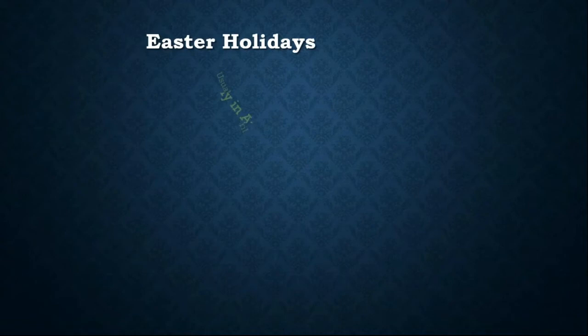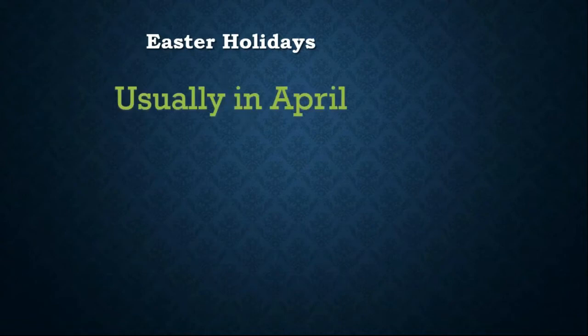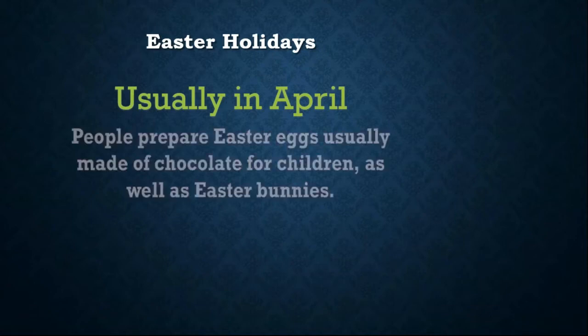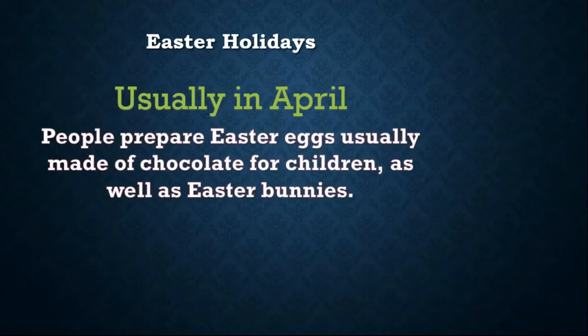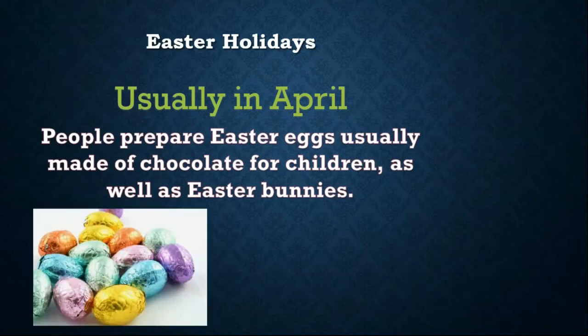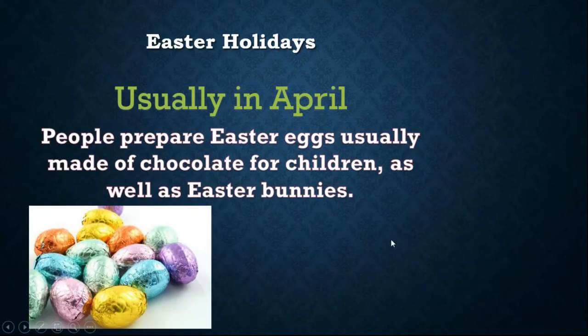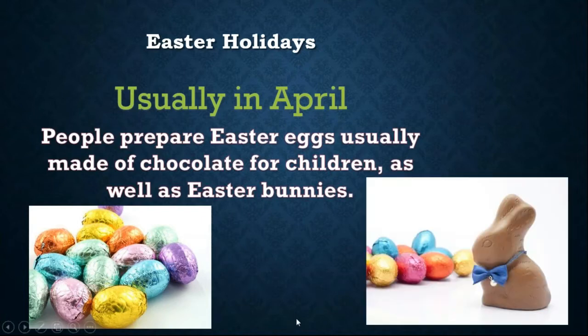So Easter holidays are celebrated usually in the month of April. Well, it depends, starting from the 7th, the 8th, the 9th of April. It's like what we have in Tunisia, the Eid, right? Every year it's a different date. So during Easter, people prepare Easter eggs. They are usually made of chocolate, and they are prepared for children. And they also prepare Easter bunnies. This is an Easter bunny, or what we call a rabbit. It's also made of chocolate, right?